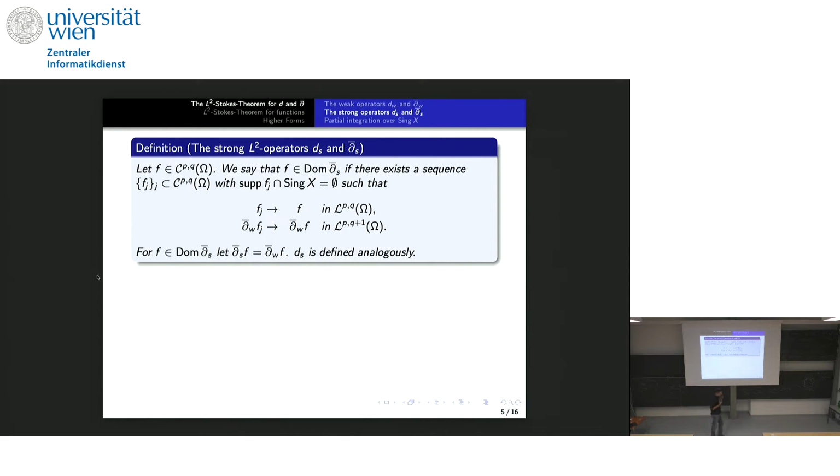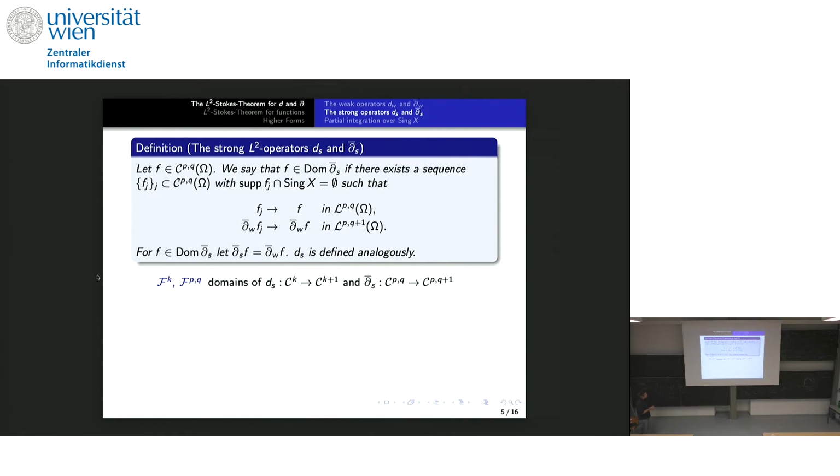And this clearly gives you the idea that partial integration over the singular set should be possible, because if I can approximate something in the graph norm by forms with support away from the singular set, then I can move the application of Stokes theorem into the area where the thing is zero in the sequence, and then partial integration works without problems. So this operator obviously has something to do with the fact whether partial integration works or not.